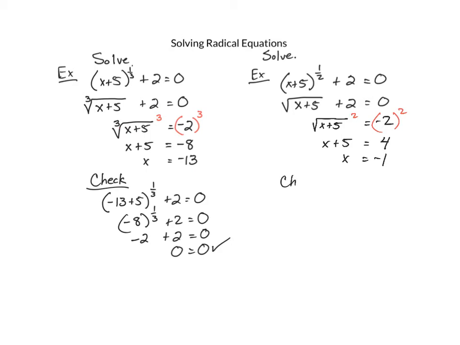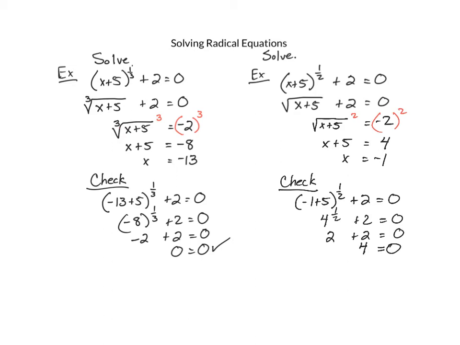Let's check this one. We pop negative 1 into the original problem. Negative 1 plus 5 to the 1/2 plus 2 equals 0. So that is 4 to the 1/2 plus 2 equals 0. 4 to the 1/2 is 2. So we have 2 plus 2 equals 0, and that gives us 4 equals 0, and that is a no. Notice that is not true.